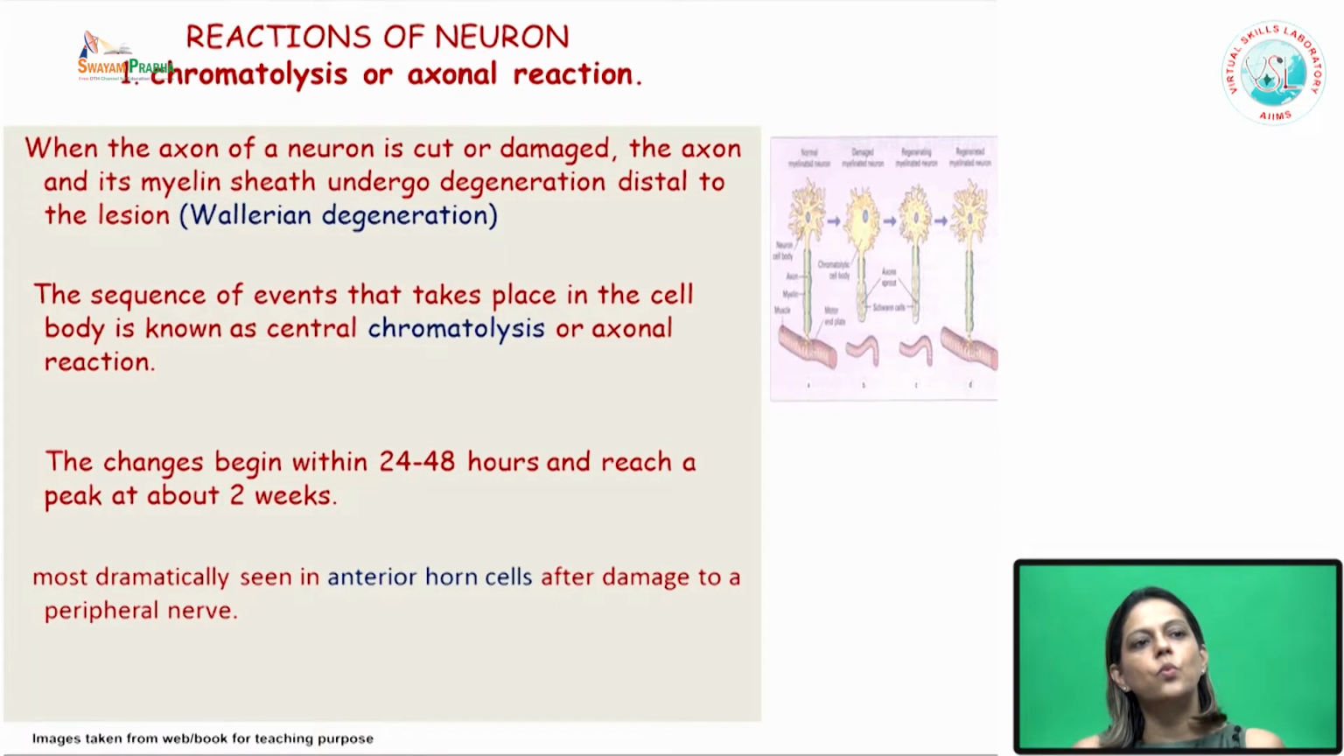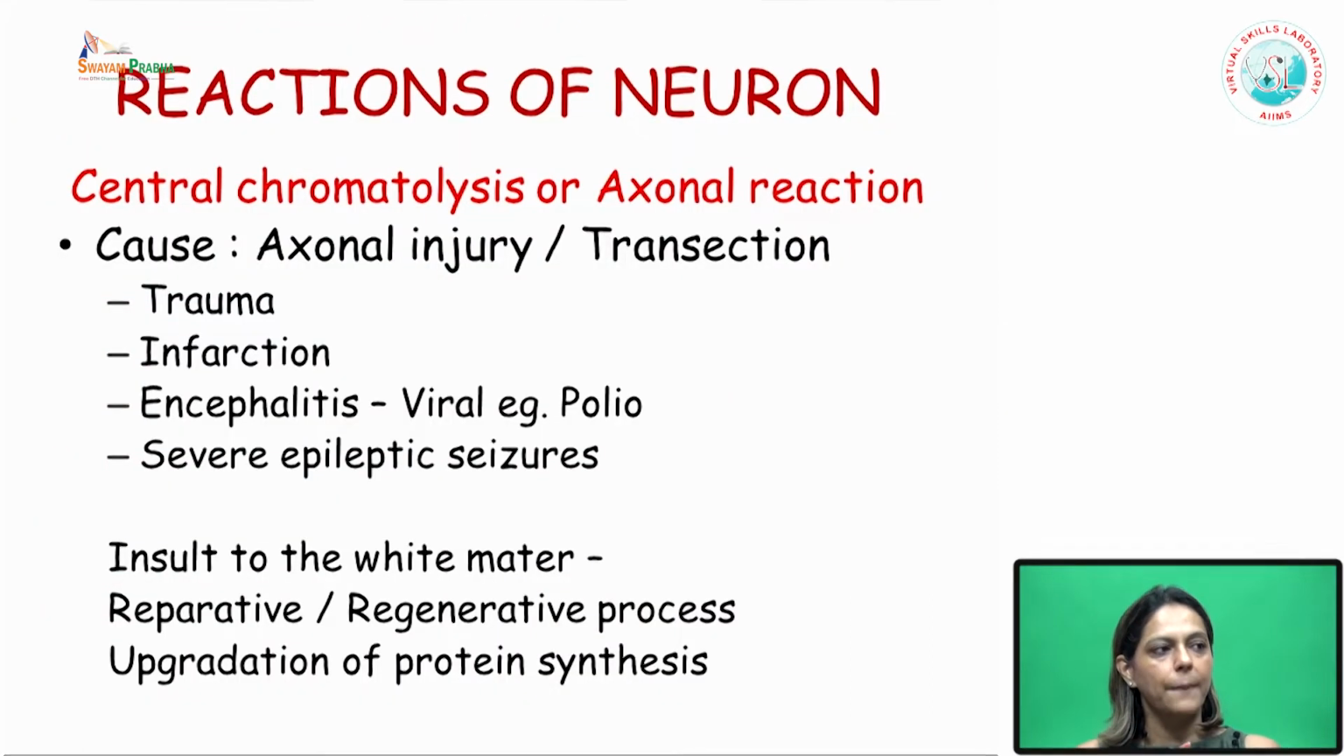So now coming on to the reactions which can happen to neurons in a state of injury. For example, if you have an axonal injury, the axon which is distal to that area will undergo degeneration, and this is known as Wallerian degeneration. There are also some changes which occur in the neuron proximal to that. Those changes which occur in the neuron are known as chromatolysis. Now, what is the cause of chromatolysis? It can be trauma, infection, infarction, or an epileptic seizure. Any insult to white matter will ultimately cause insult to the neuron also.